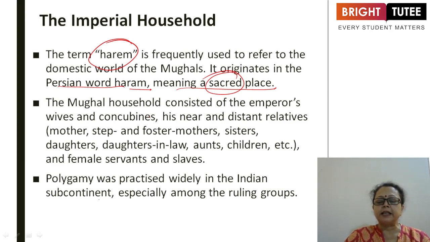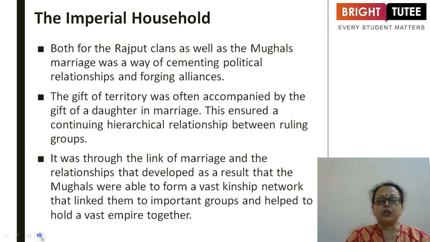Polygamy was practiced widely in the Indian subcontinent, especially among the ruling groups. For both the Rajput clans as well as the Mughals, marriage was a way of cementing political relationships and forging alliances. Matrimonial alliances were made between the Mughals and the Rajputs. The gift of territory was often accompanied by the gift of a daughter in marriage. Dowry was not there, but the gift was there. During the marriage of the daughter, territory was offered by the daughter's father to the bridegroom. This ensured a continuing hierarchical relationship between the ruling groups.